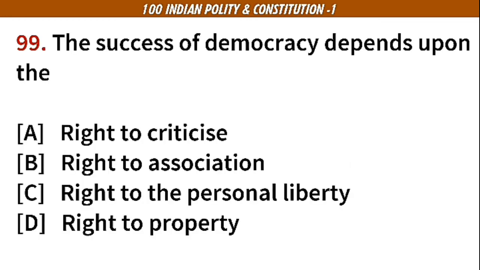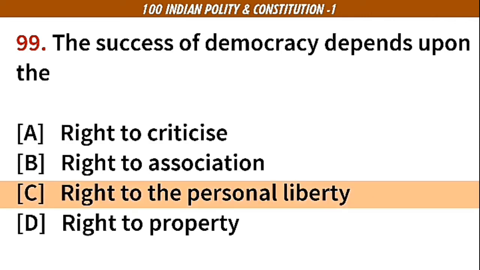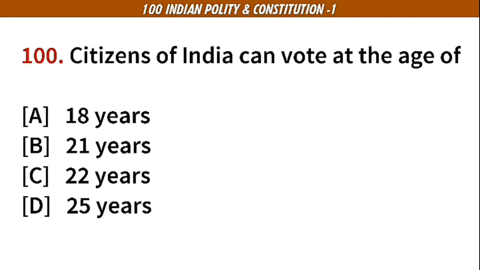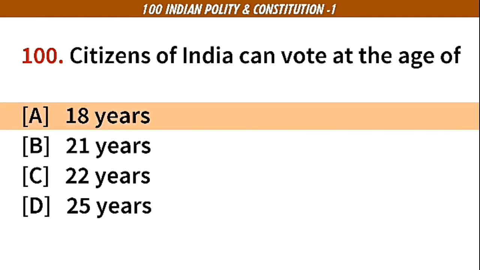The success of democracy depends upon the? Answer C. Right to the personal liberty. Citizens of India can vote at the age of? Answer A. 18 years.